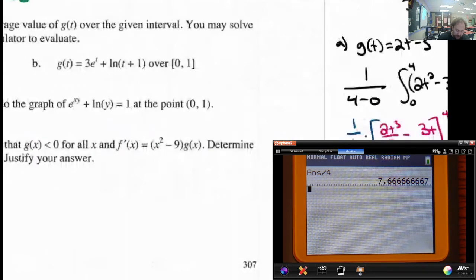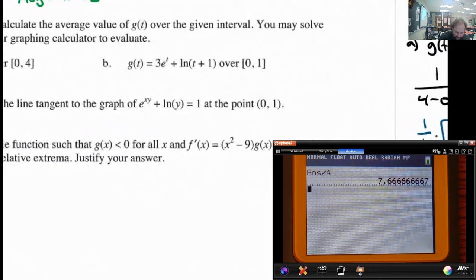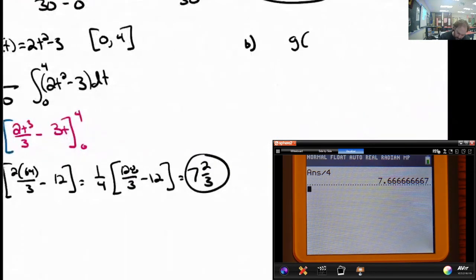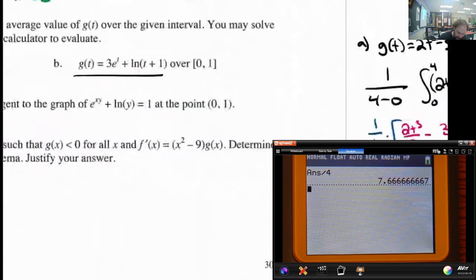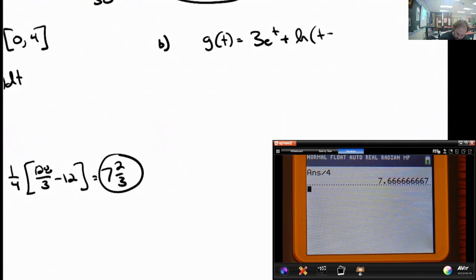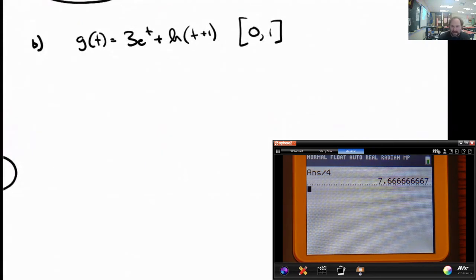Question B, very similar. This one we're definitely going to need the calculator for. It's this crazy function from 0 to 1: 3e to the t plus natural log of t plus 1. And this is over the range from 0 to 1. Very similar problem. This is actually a lot easier. It looks more complicated, but it's much more simple because the range is from 0 to 1.